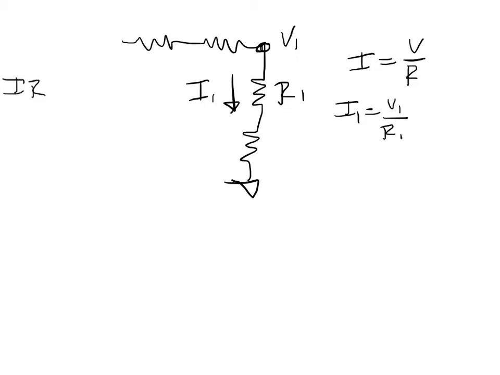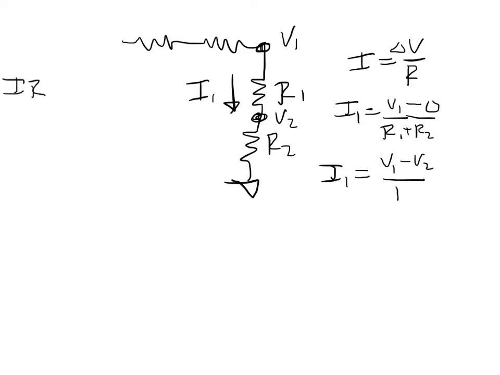Well, students again will say, all right, current equals voltage over resistance, so I1 is equal to V1 over R1. That's not correct, because remember, it needs to be a delta V, which means this V1 needs to be V1 minus something. If it's going to be minus 0, then the resistance needs to include both resistors in series, so it really should be R1 plus R2. Or, if you knew this voltage right here, V2, you could say I1 is V1 minus V2 over just R1. So again, be careful with how you use Ohm's law.